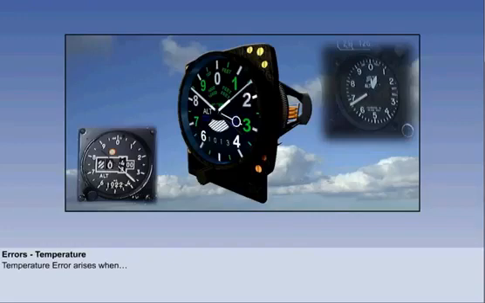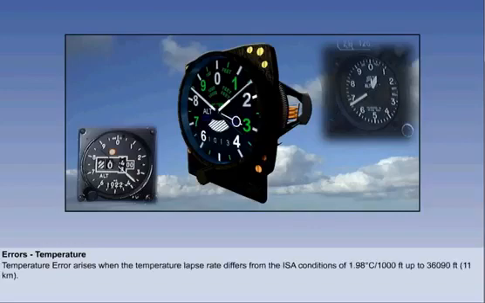The last error we will look at is temperature error. The pressure altimeter is calibrated to the International Standard Atmosphere, or ISA. So, even if there were no other errors at all, the altimeter will not indicate true altitude if the temperature lapse rate differs from ISA conditions. ISA conditions specify a temperature lapse rate of 1.98 degrees Celsius per 1,000 feet up to 36,090 feet or 11 kilometers. Unfortunately, the actual temperature conditions rarely coincide with these standard conditions, and there is therefore a temperature error to consider.